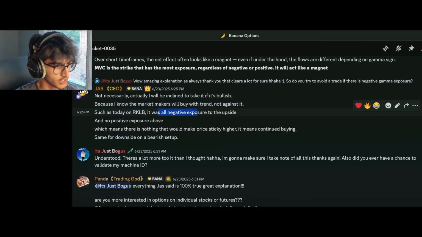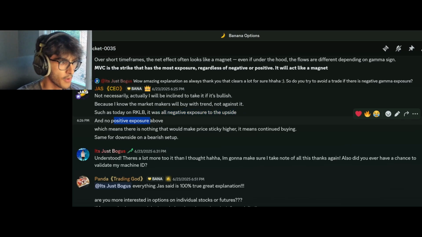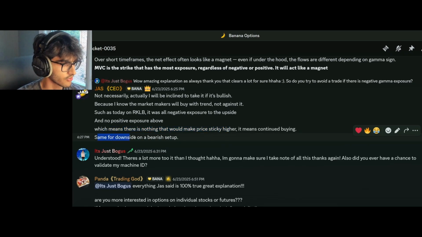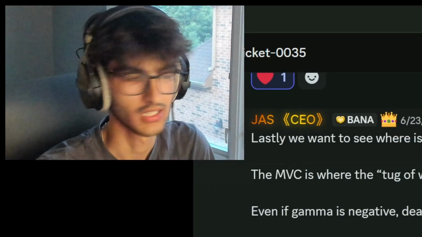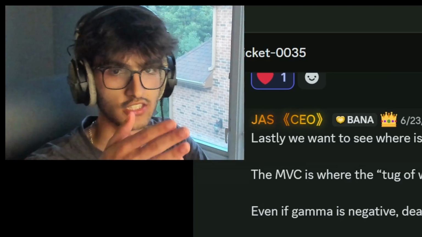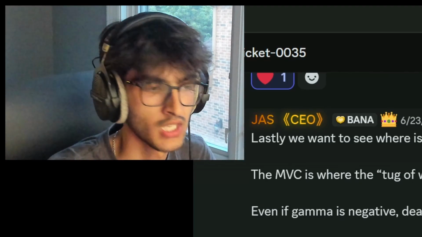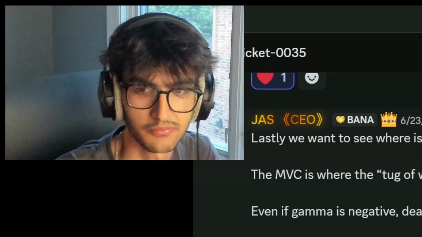It was all negative exposure to the upside and no positive exposure above, which means there's nothing that would make price sticky higher, and it means continued buying. Same for the downside on a bearish setup. Let's take a look, and I'm going to insert my clip of the Rocket Labs trade from my live stream, and you can see how that played out.